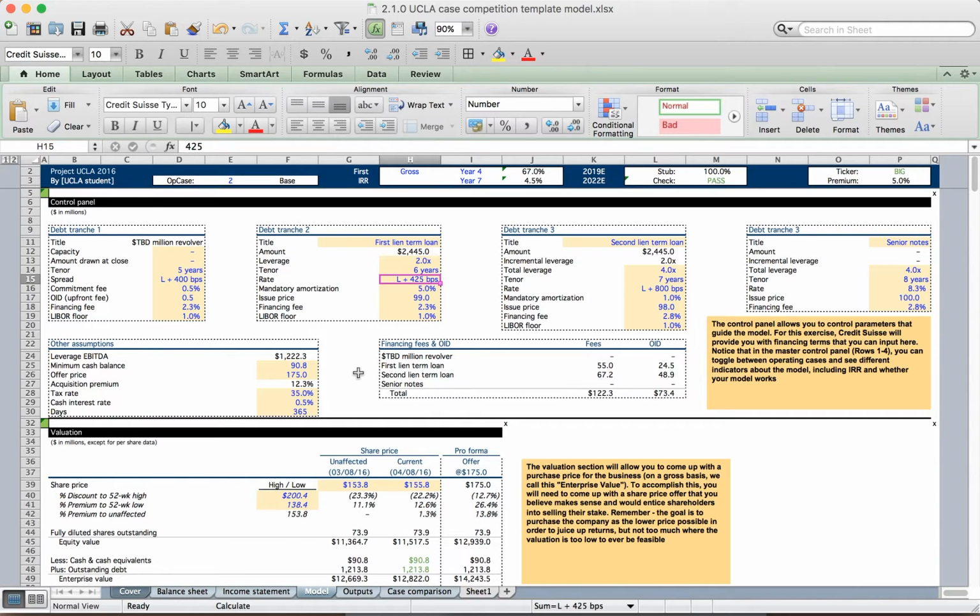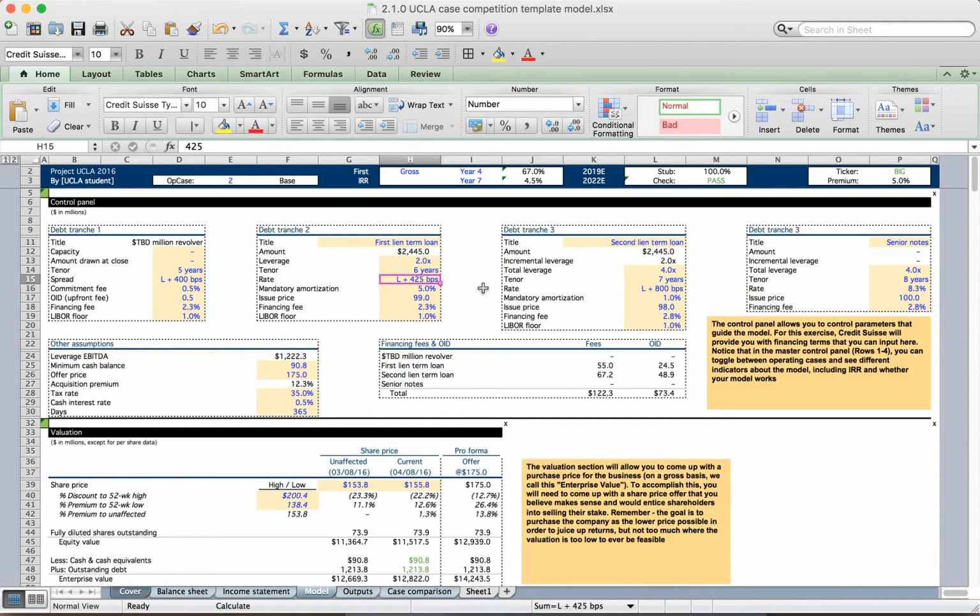So your interest rate here, you've got L plus 425 bips or basis points, which basically means your LIBOR rate. So your London interbank offer rate, which is essentially the annualized rate at which banks will lend each other money overnight, plus 425 basis points, so plus 4.25%. So that's your interest rate.